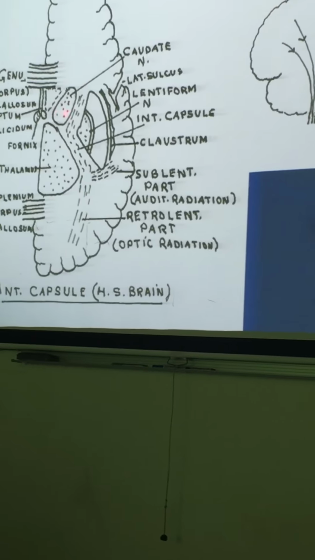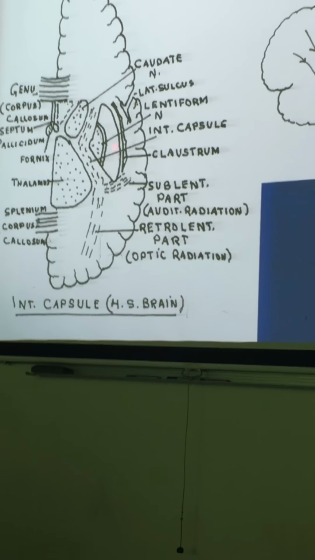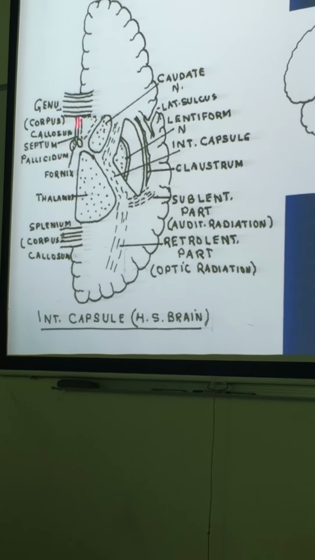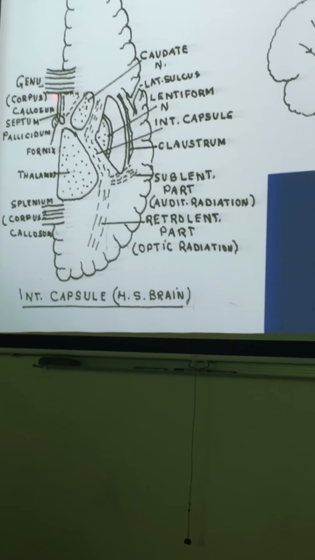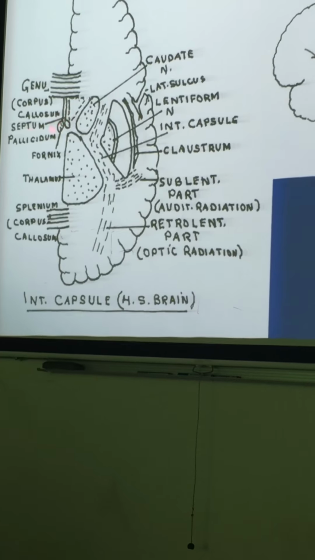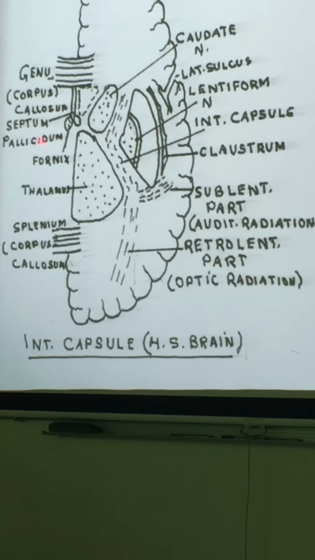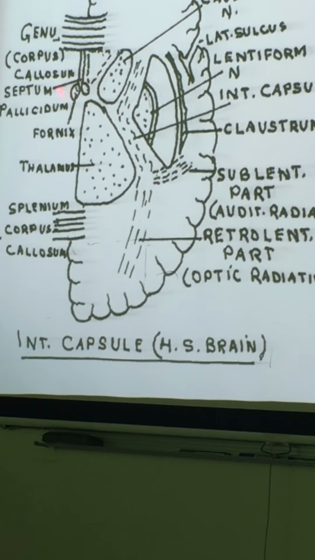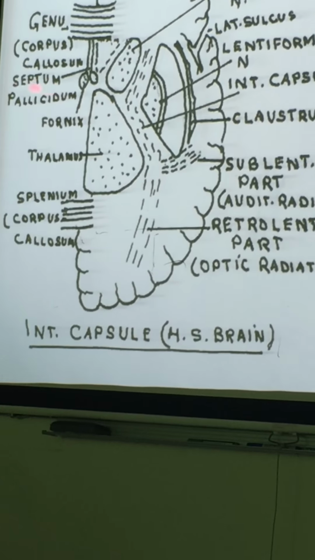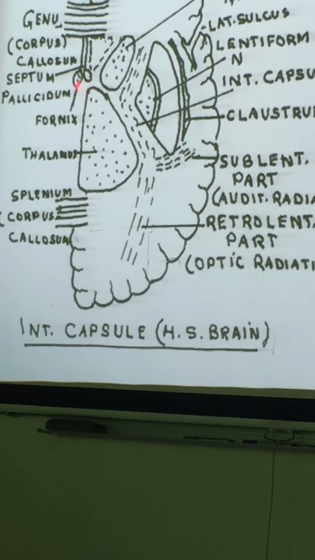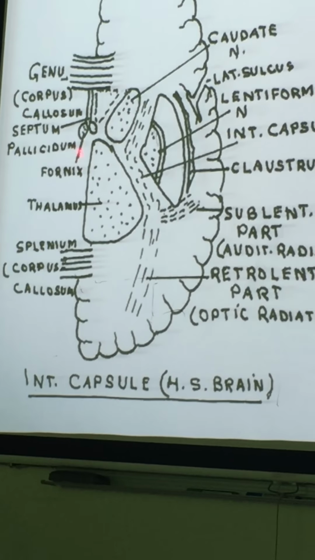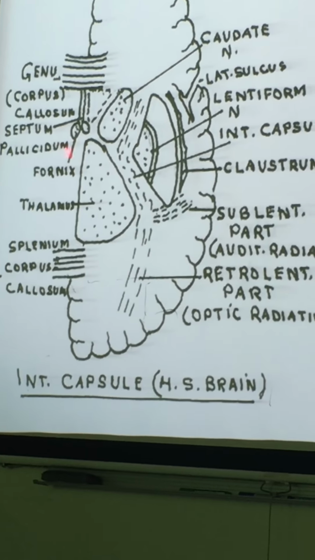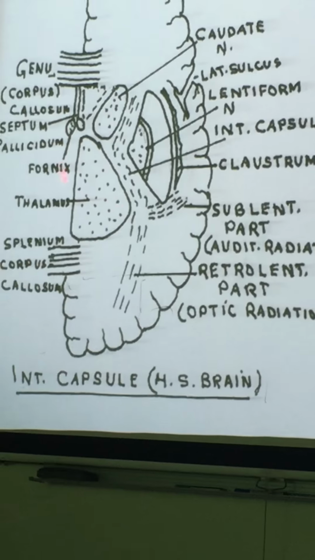This is the caudate nucleus, lentiform nucleus, thalamus. This is the corpus callosum. Cut. Corpus callosum. Below the corpus callosum there is a septum. Septum pellucidum. And attached to the lower part of the septum pellucidum, it has two layers. Septum pellucidum has two layers. And attached to the lower border is another fiber called fornix. Fornix. So please remember these names of these structures.